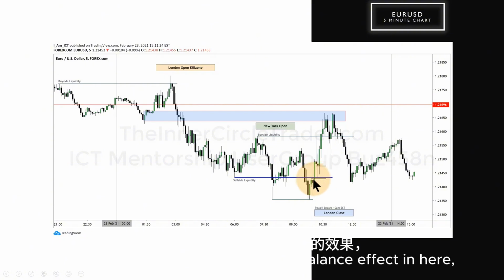imbalance right here. Now we do have the redelivered rebalance effect in here, so we don't look at the candle that has that wick because it was overlapped with this candle, so it was redelivered. So we use the candle before it and the candle after the candle here. So that's our defined imbalance.